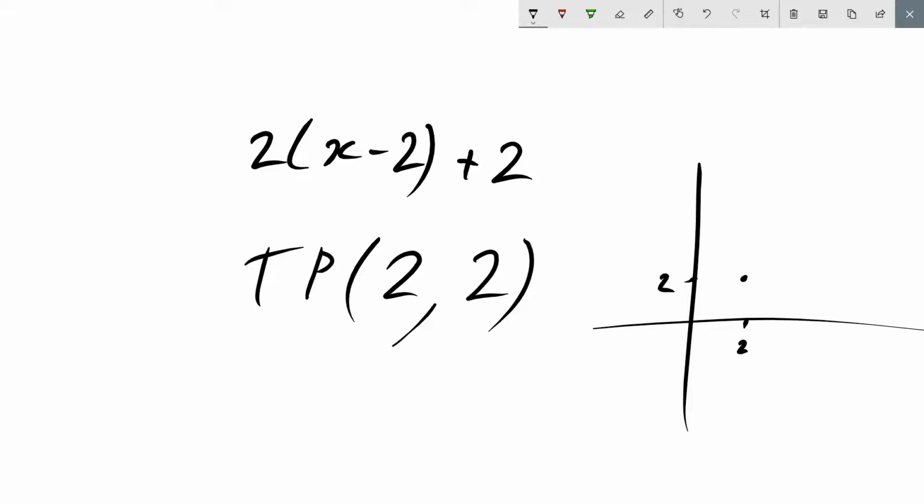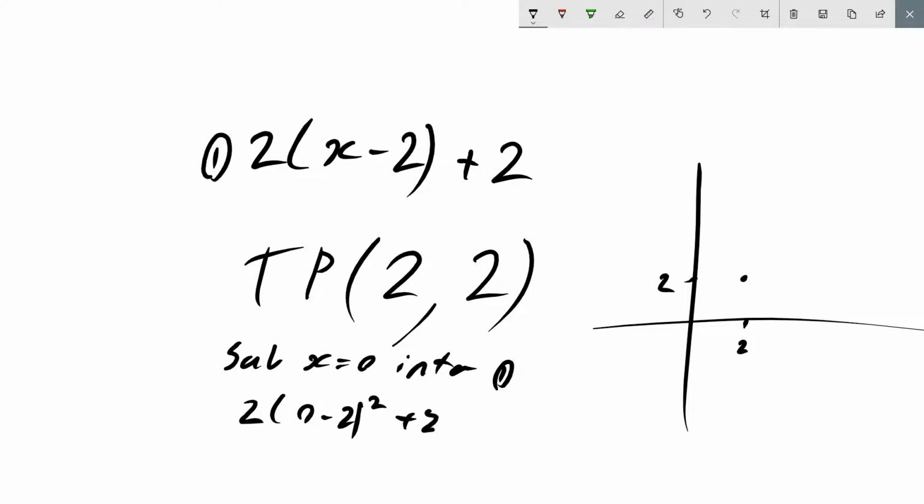It's also fairly easy to get the y-intercept. You set x to equal 0, so sub x equals 0 into equation 1. So we get 2 lots of 0 minus 2 squared plus 2. This will become minus 2 squared. Minus 2 squared is just 4. So 4 times 2 plus 2. That will become 8 and then 10. So wherever 10 is, let's say 10's up here, there's my y value. And then you can sort of curve it up and make the graph like that.